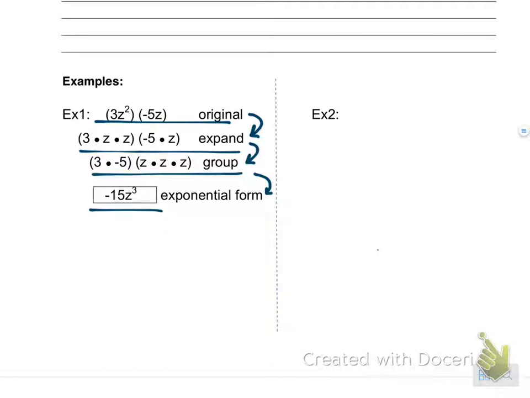We're going to then go ahead and identify that 3 times negative 5 is negative 15, and z times z is going to give us z to the third power. So that's our answer in exponential form. Since we don't have to worry about alphabetical order, we only have one variable, we're in good shape.